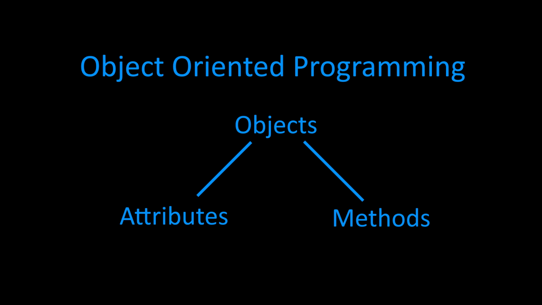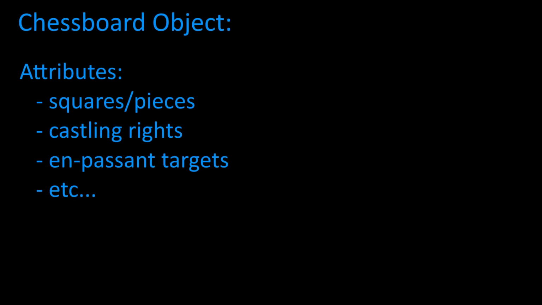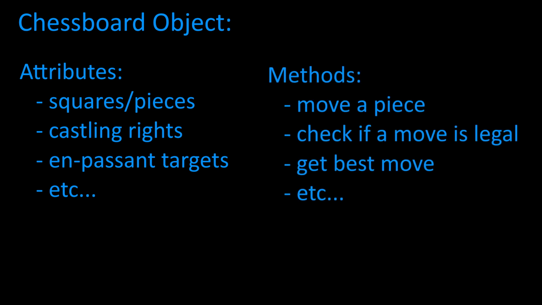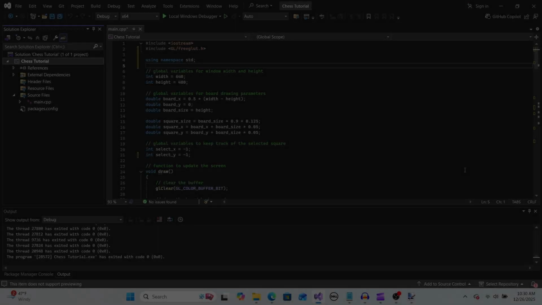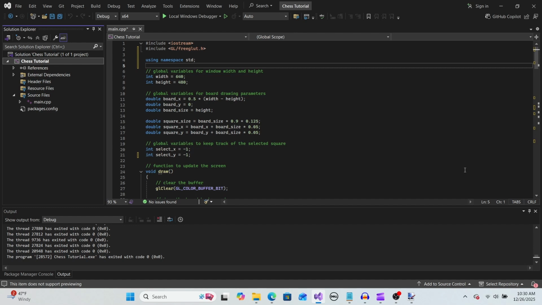For example, in our chess program, we want to be able to represent a chess game as an object in our program. So we will want to make objects called chessboards, which have attributes like pieces, castling rights, en passant targets, etc., and methods which allow us to move pieces on the chessboard, check if a move is legal, get the best move from the current position, and so forth. Luckily, object-oriented programming is very easy in C++.